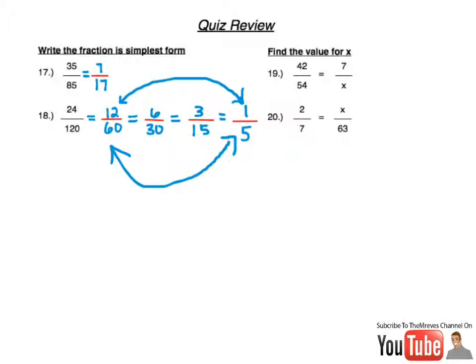So I'm going to go 7 times what gives me 42, because I do multiplication better than I do division. So I go 7 times 6. And I say 6 times what gives me 54. And I know that x is going to have to equal 9. Same thing for the last one. 7 times 9 is 63. So I multiply both top and bottom to keep it equivalent. And 9 times 2 is 18, so x equals 18.